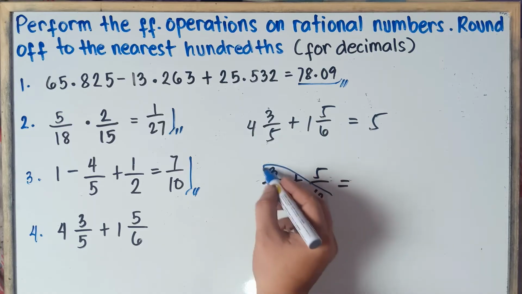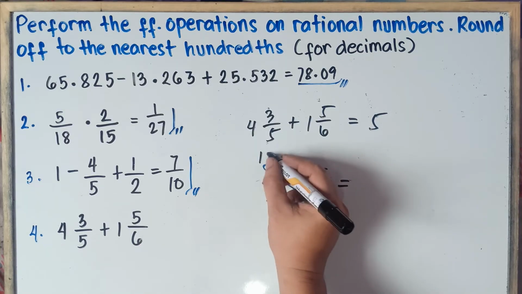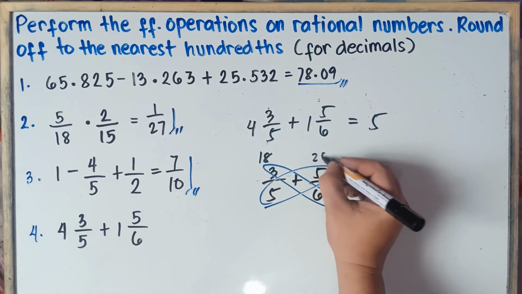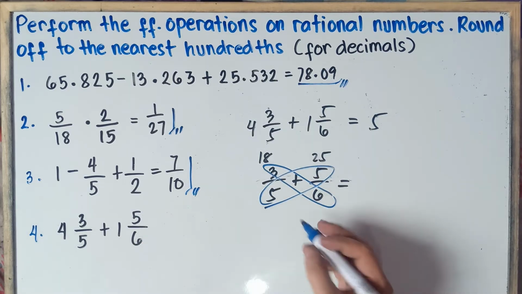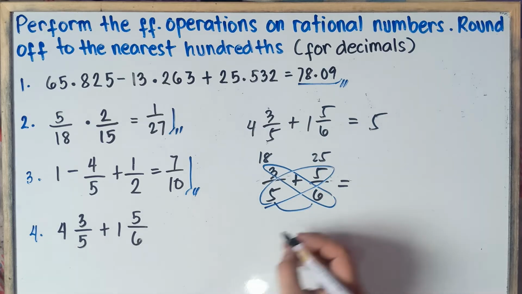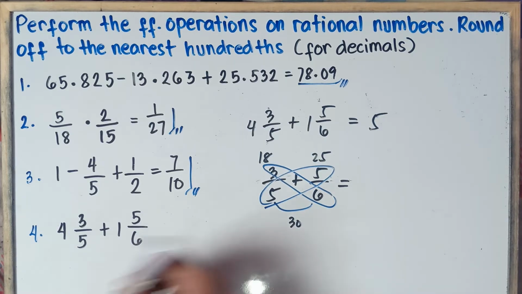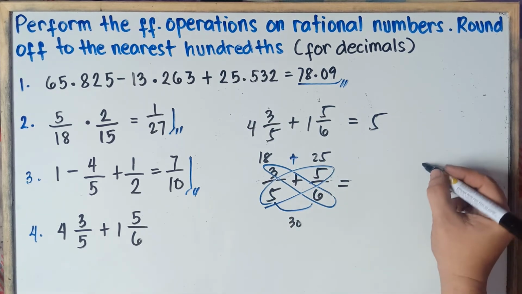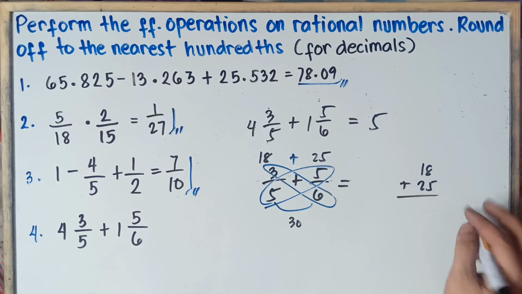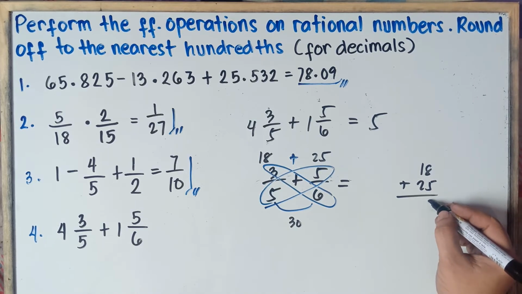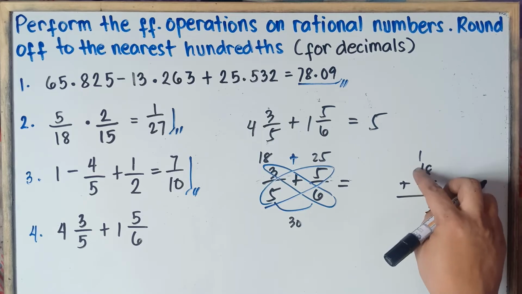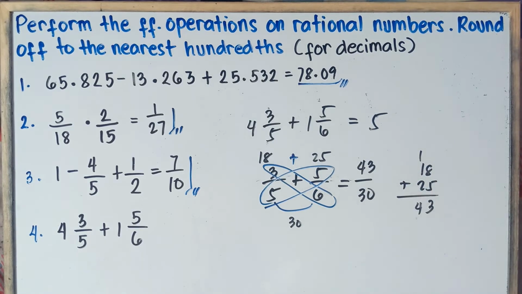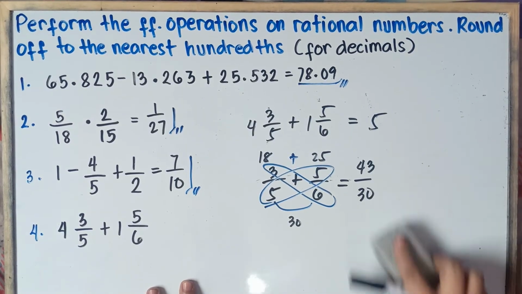So, cross multiply. 3 times 6, that's 18. And then 5 times 5, that's 25. Alright, and then you multiply the denominators. 5 times 6 is 30. Okay, and then copy the plus sign. So 18 plus 25. So this is 8 plus 5 is 13. 3, carry 1. 1 plus 1 is 2, plus 2 is 4. 43. 43 over 30. Alright, so the answer for the fraction is 43 over 30.